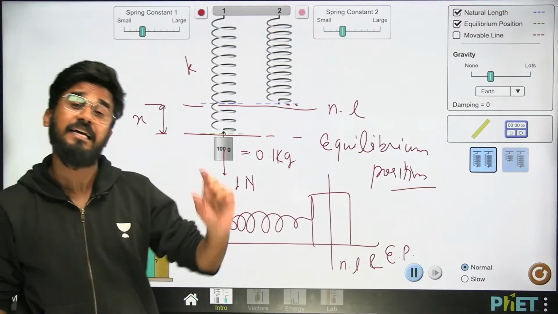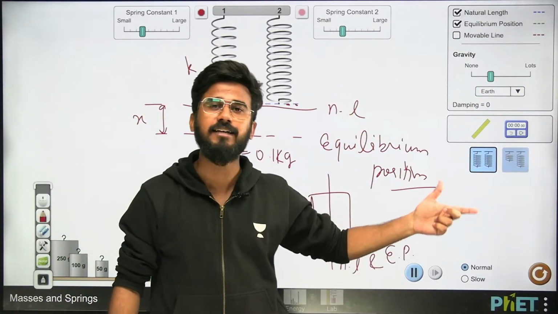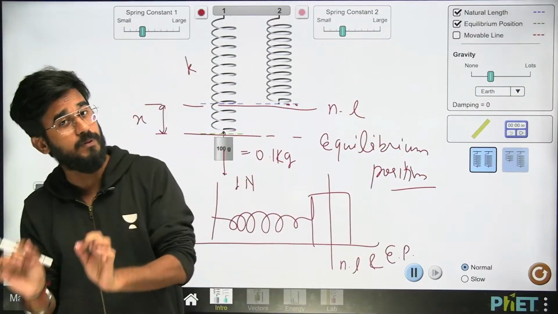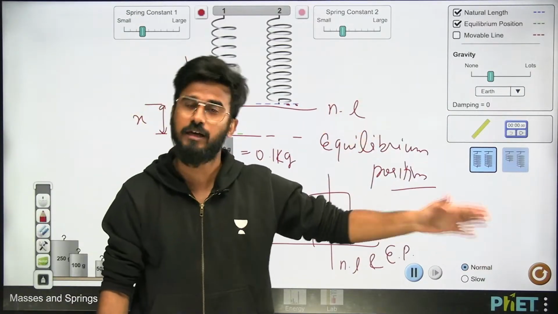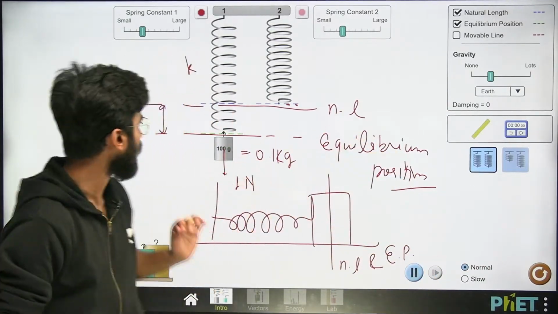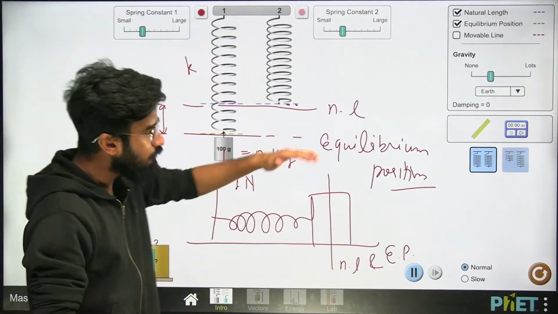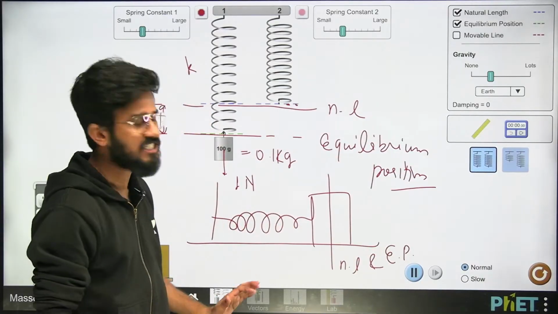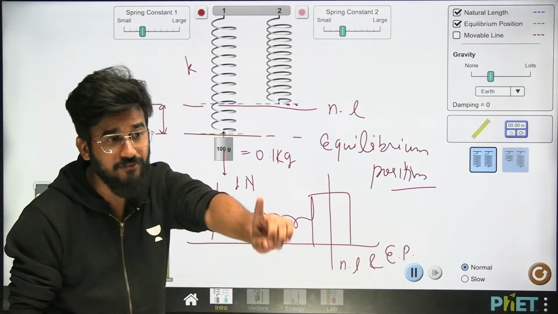That is denoted by the K. In SHM, when you study SHM, K is not called the spring constant, it is called the SHM constant, but here it is the spring constant. Okay, so it is K. Now if we are applying the force on the spring, just listen to me very carefully.